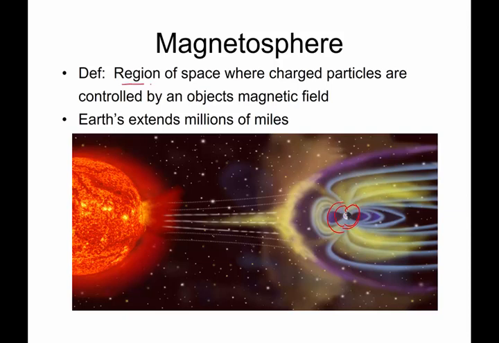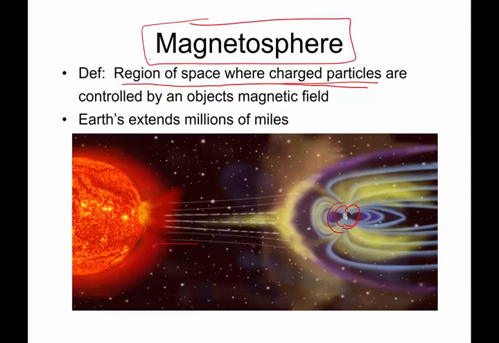But the region of space where our magnetic field interacts with charged particles that are given off by other materials like the sun is called the magnetosphere. Magneto meaning magnetic, sphere meaning sphere of influence, area of influence. Now the magnetosphere is huge. It extends past the Earth millions of miles. This is an absolutely stunning picture.